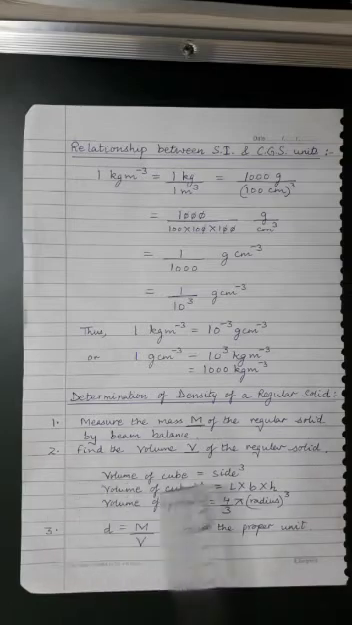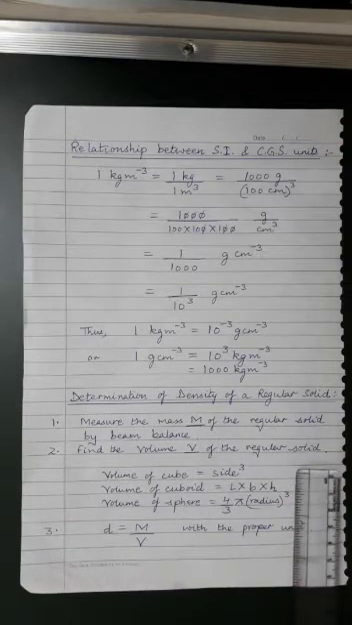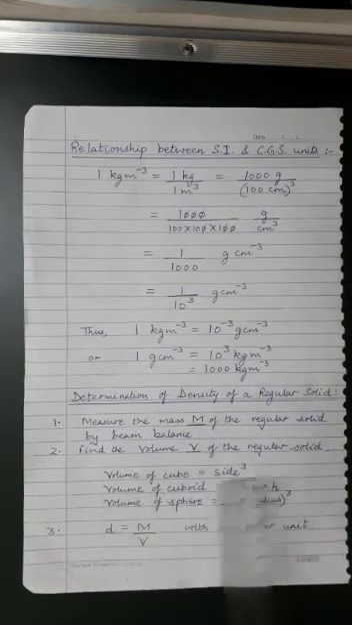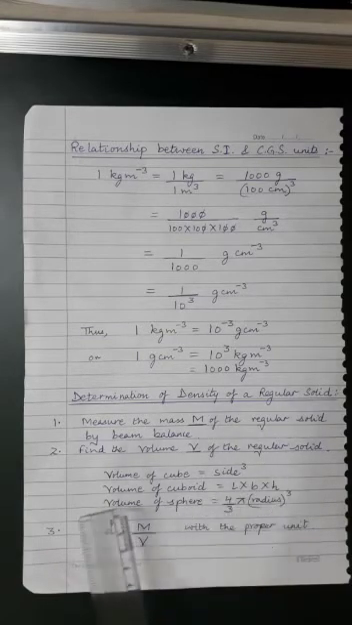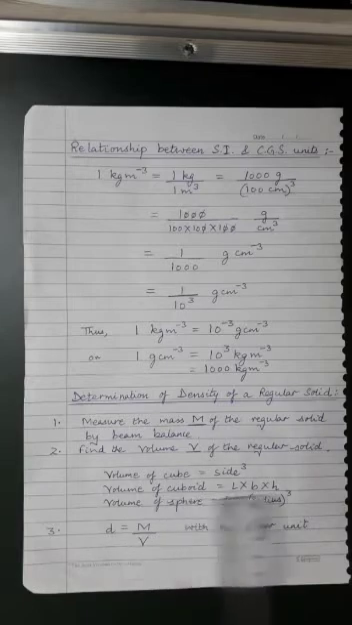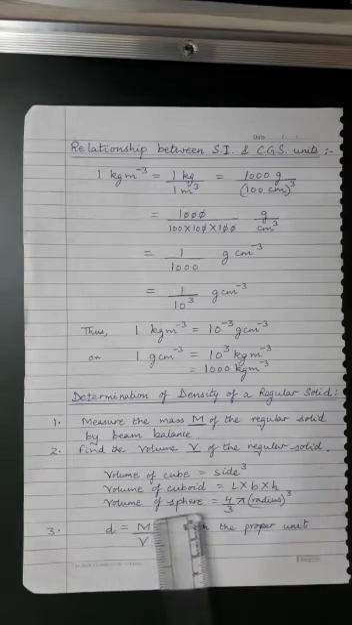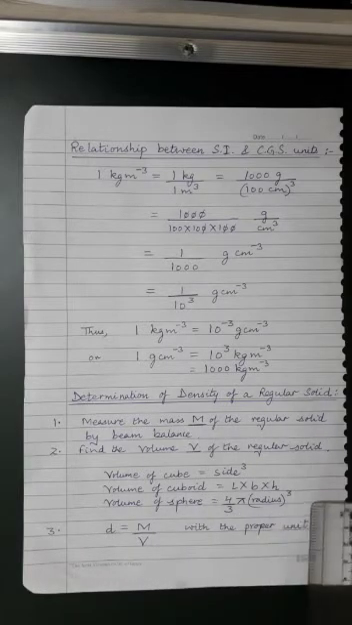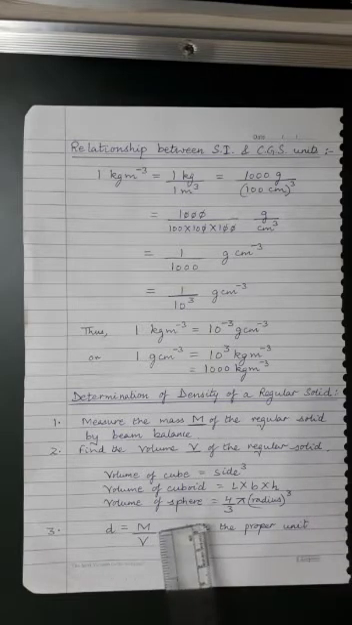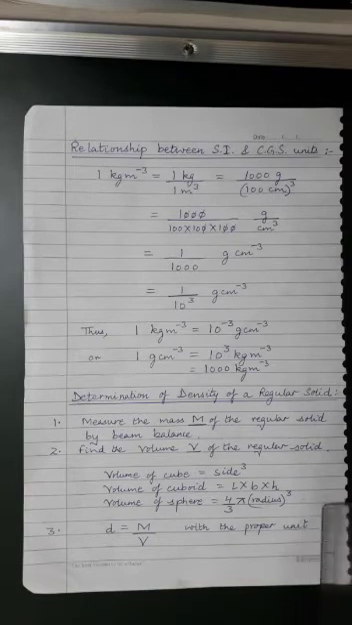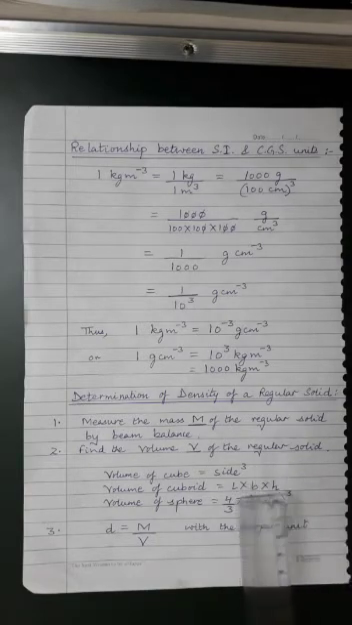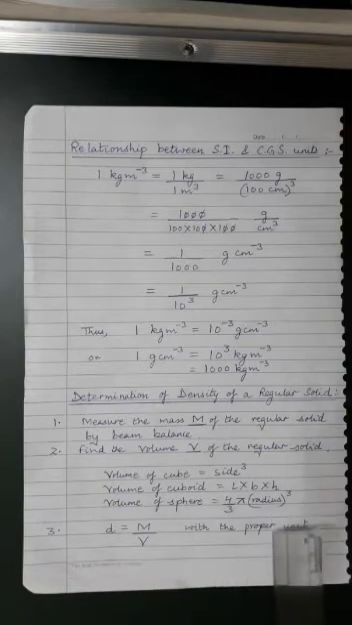Second, find the volume V of the regular solid. The volume of the regular solids can be determined by using the formulae, like the volume of cube is given by side cube. Volume of cuboid is given by length into breadth into height. Volume of sphere is given by 4 upon 3 pi radius cube, and so on. The side, length, breadth, height and radius can be measured with the help of meter rule or the vernier calipers, etc.